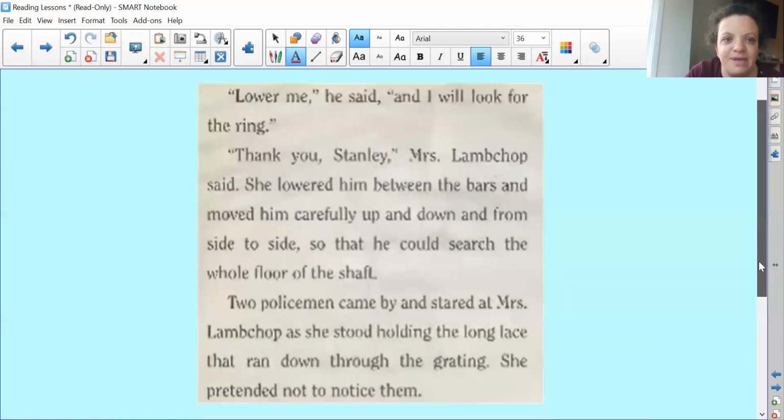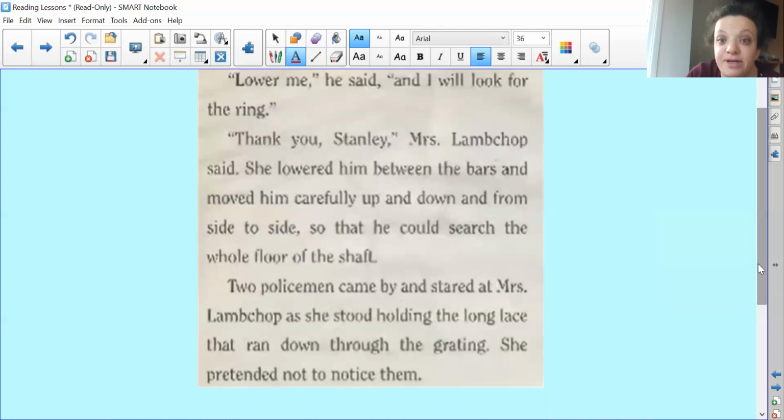Thank you, Stanley, Mrs. Lambchop said. She lowered him between the bars and moved him carefully up and down, and from side to side, so that he could search the whole floor of the shaft. What's the shaft? Do you know what the shaft is? Can I have a duck talk? Okay, it's basically the drain, okay? The bottom of the drain where it all is, and he can have a look and he can search and see if he can find that ring.